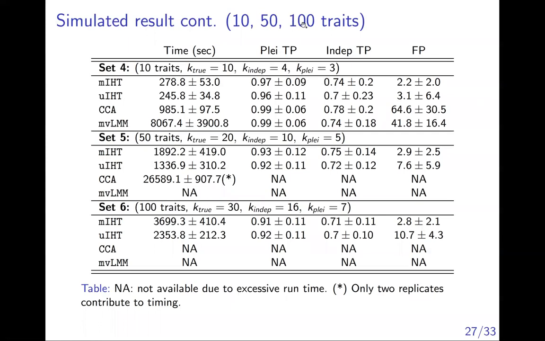If we increase the number of traits to 10, 50, and 100, this is the result. Basically, Gamma will not run for more than 10 traits. For 10 traits, IHT is already 20 to 30 times faster. For 50 traits, Gamma won't run, and we are 10 times faster than CCA. And the statistical performance remains. Basically, IHT scales linearly in the number of traits. From 50 to 100 traits is just doubling the time. So you might even be able to do 500 or 1,000 traits with IHT.